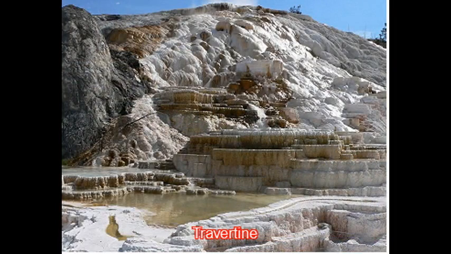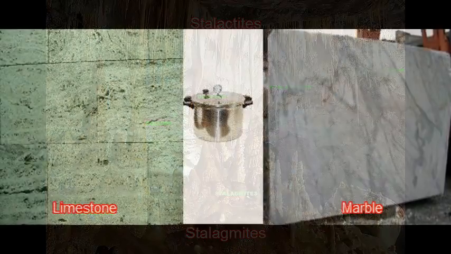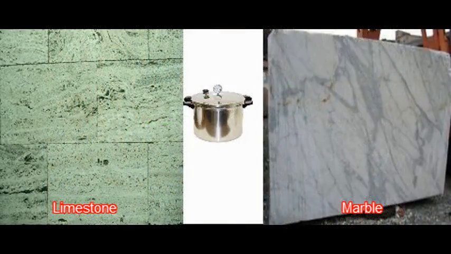Travertine is a limestone formed by rapid precipitation of CaCO3. It is deposited by hot mineral springs on ceilings of caves as stalactites or on the floors of caves as stalagmites. To make marble, heat limestone or dolostone in a pressure cooker until it turns to marble.